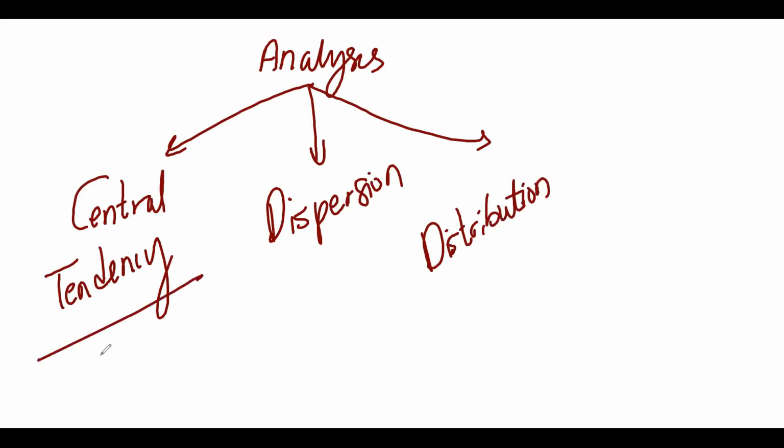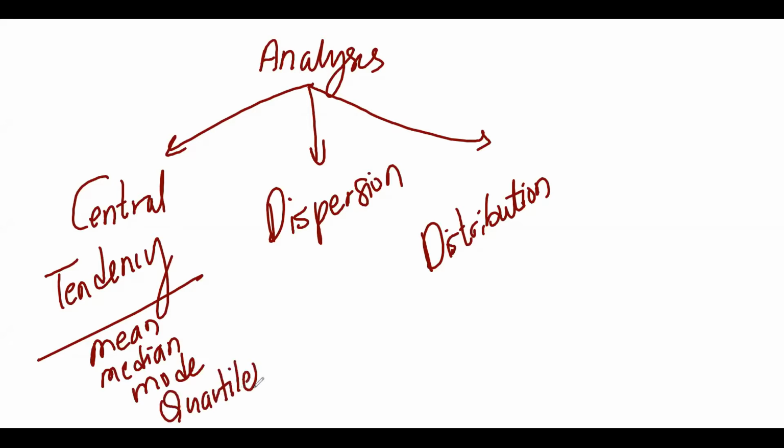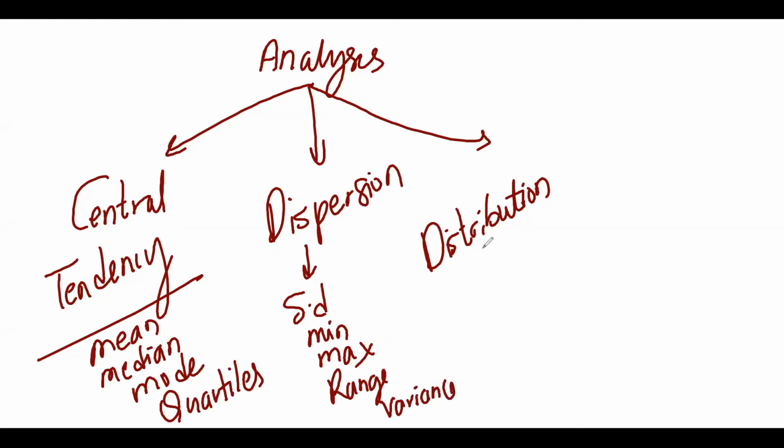So in central tendency, the mean is very important. Sometimes we see the median, sometimes the mode, and sometimes the quartiles. So analysis of the mean, median, mode, and quartiles comes in central tendency. In dispersion, we analyze the standard deviation, minimum, maximum, range, and the variance. In distribution, we analyze the skewness, the kurtosis, and the normal distribution.